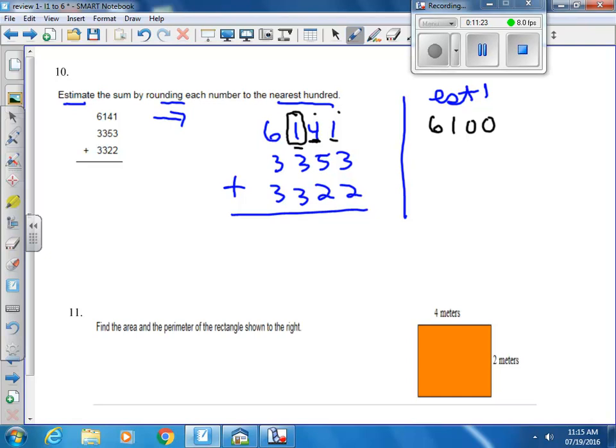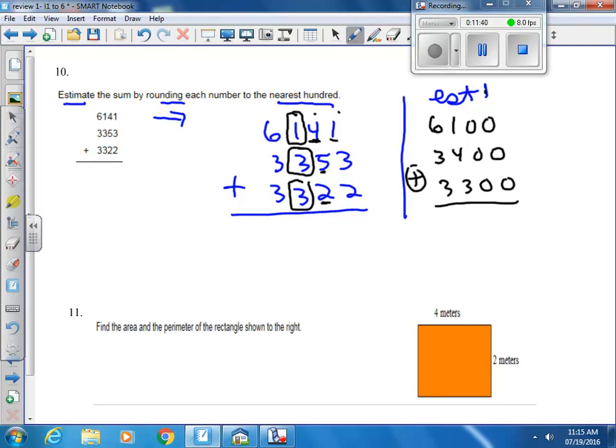Let's play that again. Go to the 100 spot. 5 says I need to round up, so that's going to go to 3400. Here, there's a 2 beside it, I stay down at 3300. All right.